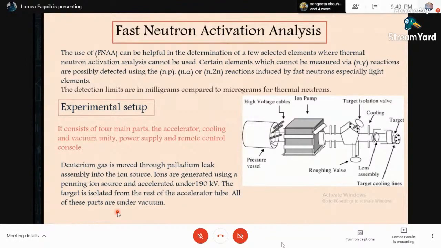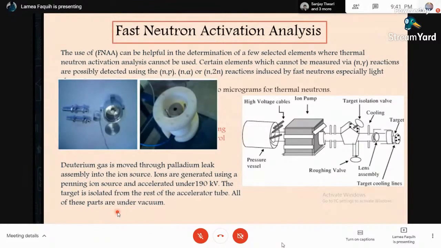The experimental setup is pretty basic. We have an accelerator, a cooling and a vacuum unit, a power supply, and a remote control console. The process of fast neutron activation analysis happens with deuterium gas, which is passed through a palladium tube into an ion source. The ions are generated with the help of a Penning ion source.